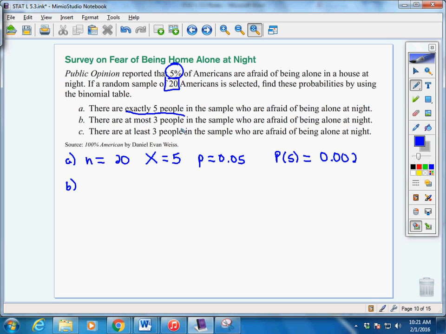But notice what happens in B and C here. We start throwing in the words at most and at least. So let's think about what at most means. All right, what is my number of trials? Well, that's still 20.